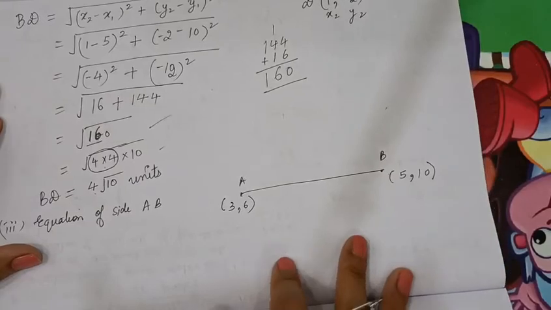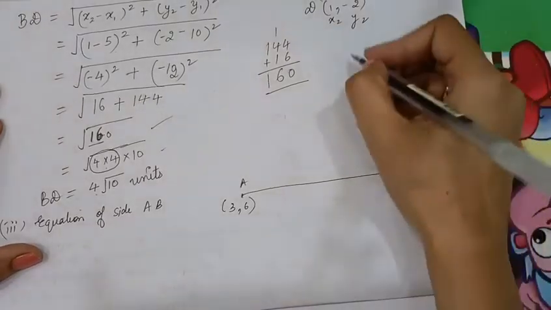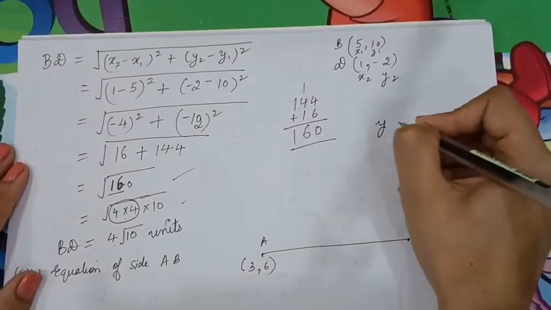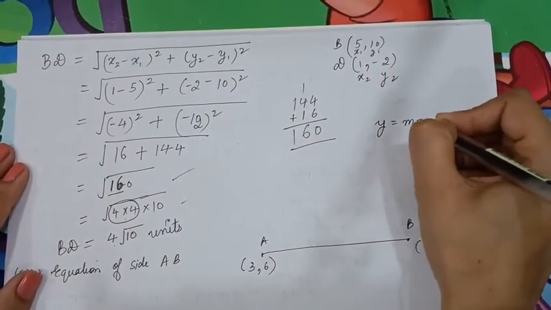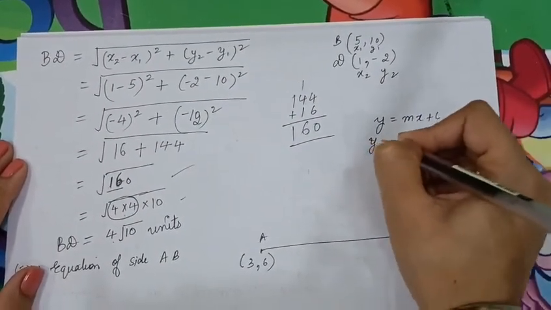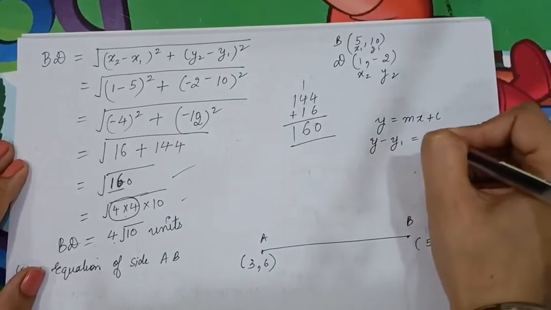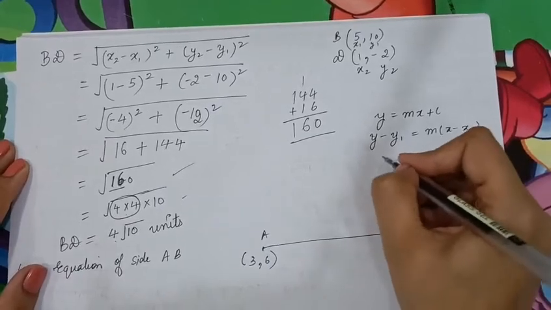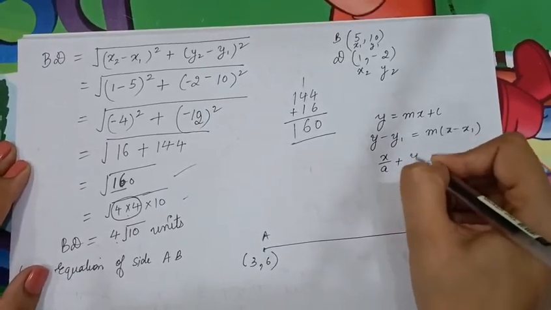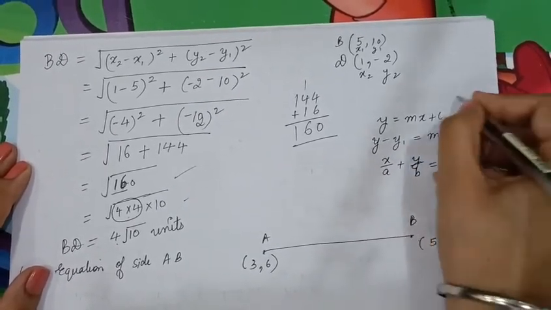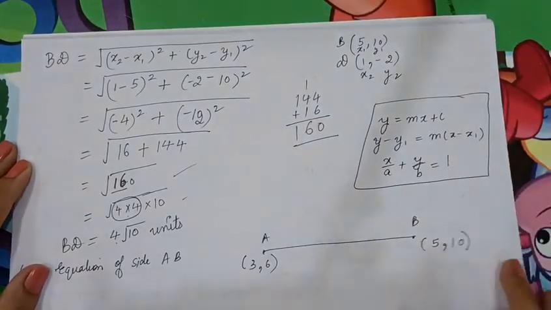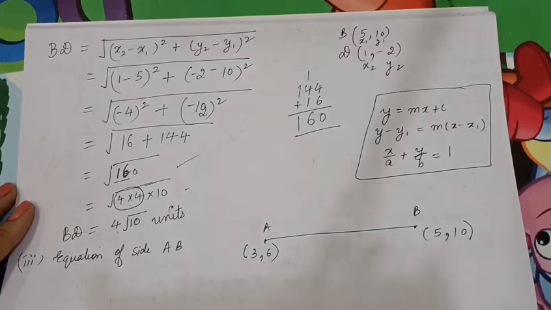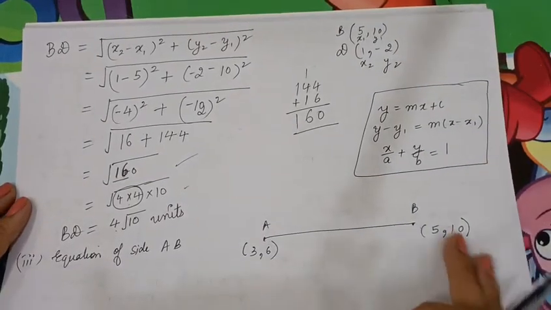For writing the equation of a line, we know three forms. So I'll just recall these three forms. y is equal to mx plus c. y minus y1 is equal to m into x minus x1. x upon a plus y upon b is equal to 1. So these are the three forms of the equation of a line, and first of all you should know all three forms, and then you have to decide which form you can use here.